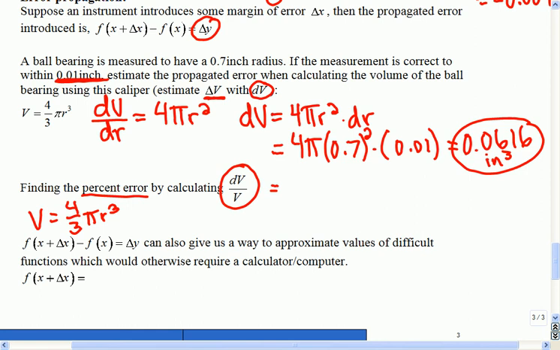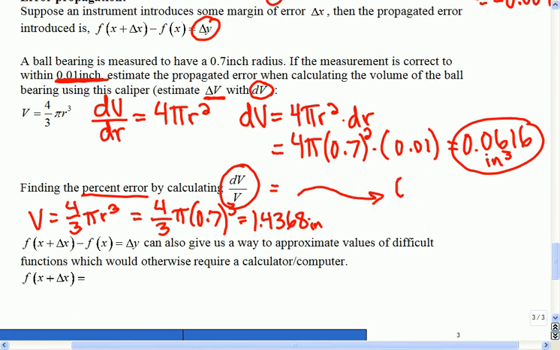So 4/3 pi r cubed, and we're dealing with a radius of 0.7. So theoretically, if everything was perfect, we would expect this volume, 4/3 pi times 0.7 cubed, to be 1.4368. So if I wanted to estimate how much this would affect my measurements, it's going to be 0.0616 out of the volume I have.